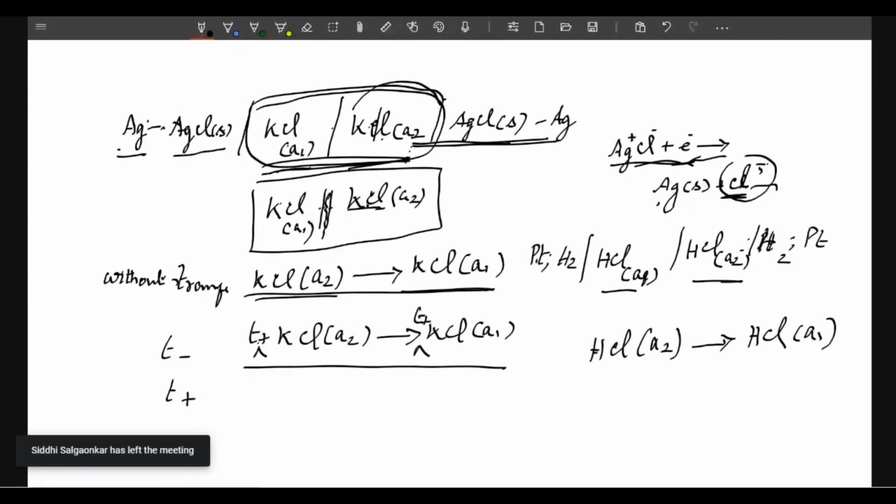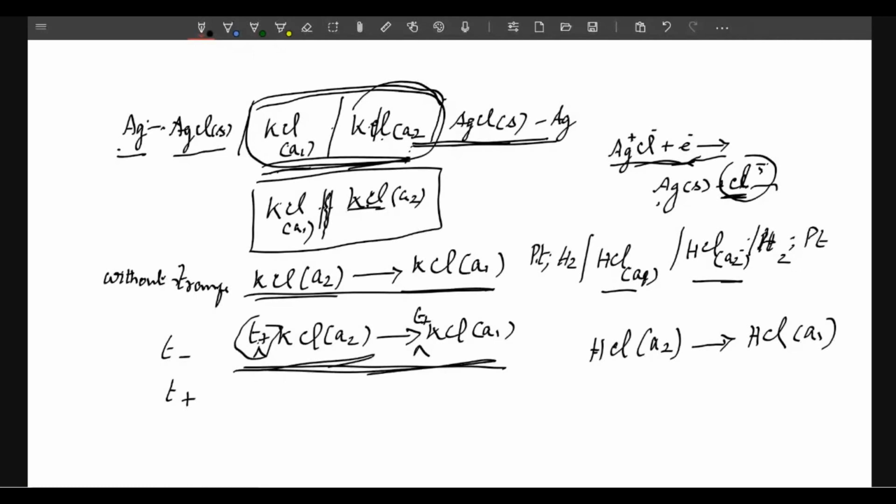With transference, you have to give the transport number. Which transport number do I have to put? In the last problem, you put the cation transport number. Here also, whether to put the cation transport number or the anion transport number, you have to study the cell electrode reaction. Here, H plus takes the electron, giving half H2. Now, if you reverse this, the hydrogen electrode is reversible with respect to the H plus ion.